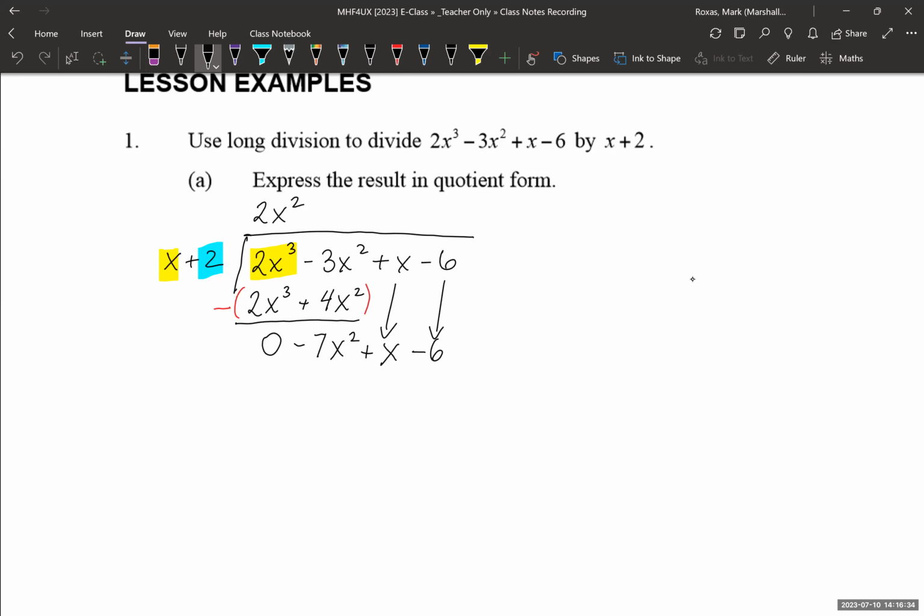Okay, so now the next step is to look at minus 7x squared. What term, when I multiply it by x, gives me minus 7x squared? That term is going to be minus 7x, and that's the next term in my quotient. So I'm going to write down minus 7x, multiplied by x again, it gets me minus 7x squared. And I take that same minus 7x multiplied by 2, I get minus 14x.